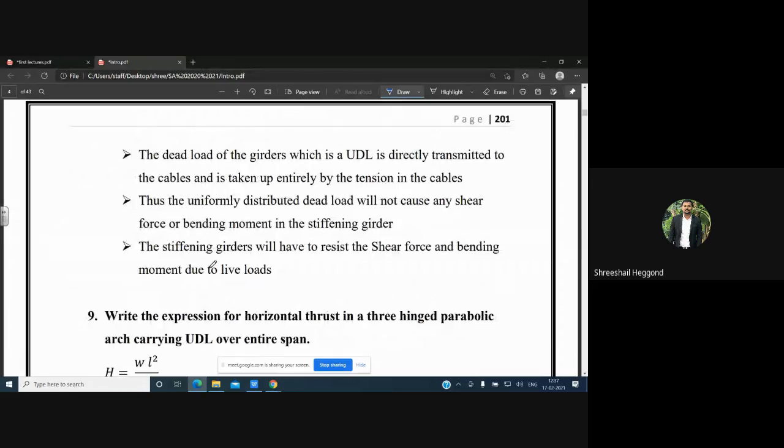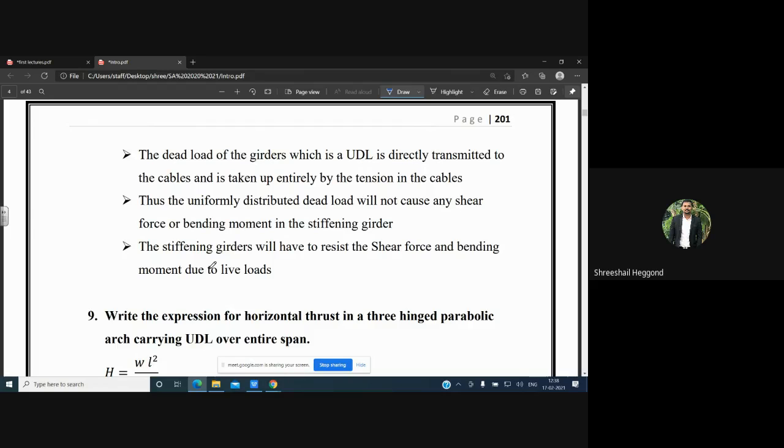Next is the dead load of the stiffening girder, which is a UDL. It is directly transmitted to the cable and is taken up entirely by the tension in the cables. Whatever dead load is there will be considered to be taken by the tension member, because the girder is passing the dead load to the cables.